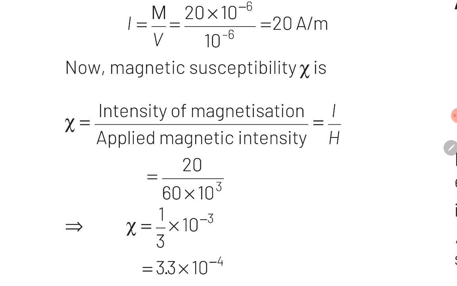Guys, once we obtain the value of magnetization, we'll use the formula of magnetic susceptibility. Guys, magnetic susceptibility chi is equal to magnetization divided by magnetic field intensity, which is H. So substituting the value of magnetization as 20 ampere per meter, which we found above, and the value of H as 60 into 10 raised to 3, which is given in the question, we will obtain the value of chi as 3.3 into 10 raised to minus 4, which is our final answer. So with this, we have completed this question. Let's move ahead to the next slide.